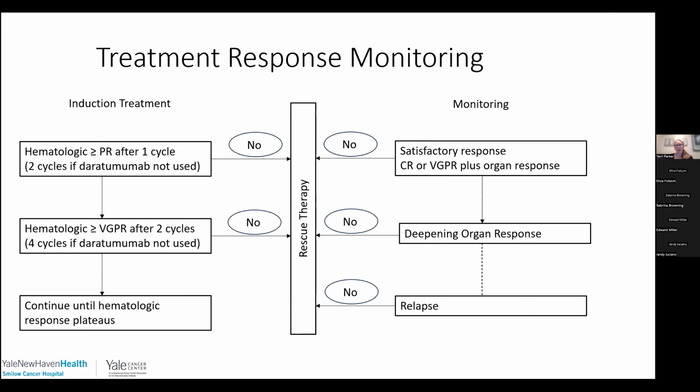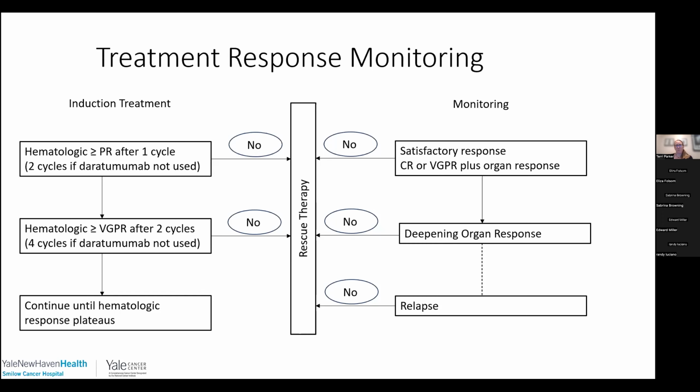And so we do have certain milestones that we ideally would like to meet when we're treating individual patients. During induction therapy, our goal is to have a hematological partial response, so again, a 50% difference between the involved and uninvolved free light chain after the first cycle. That increases to 2 cycles if daratumumab is not used up front. And after 2 cycles of a dara-cyber-D combination, we would expect to have at least a very good partial response.